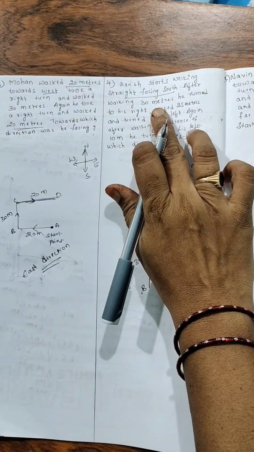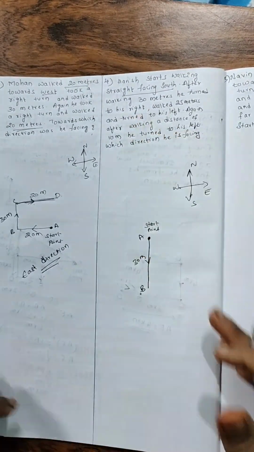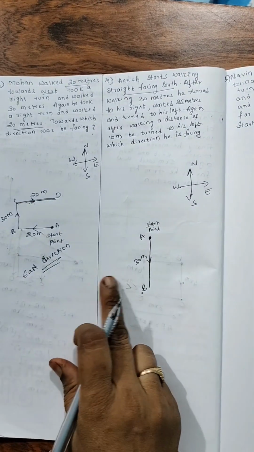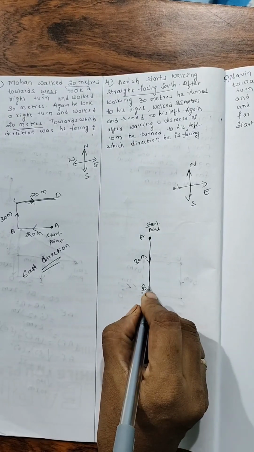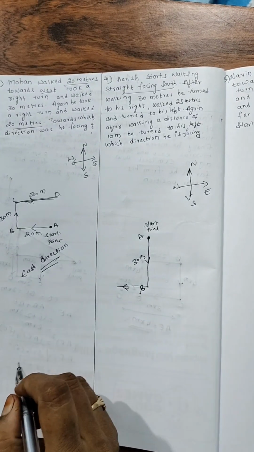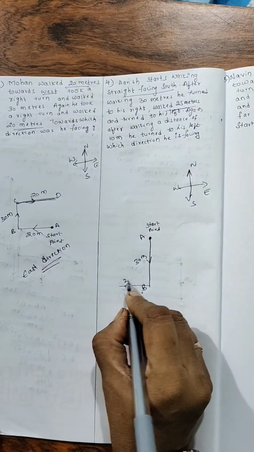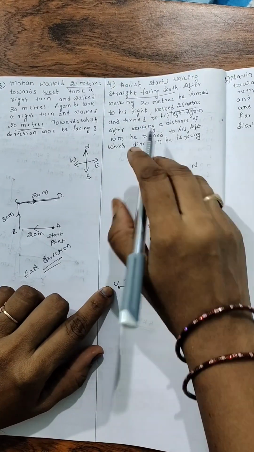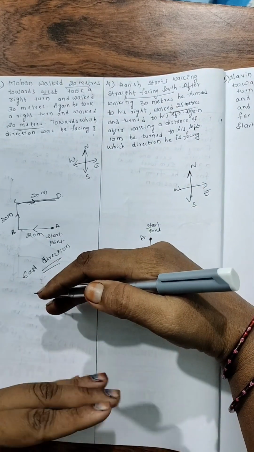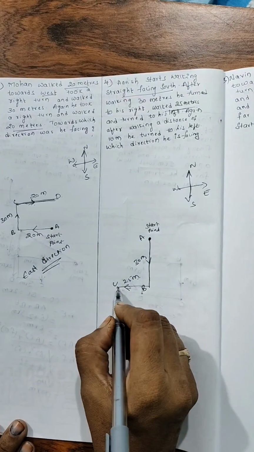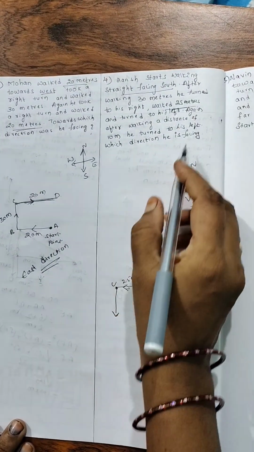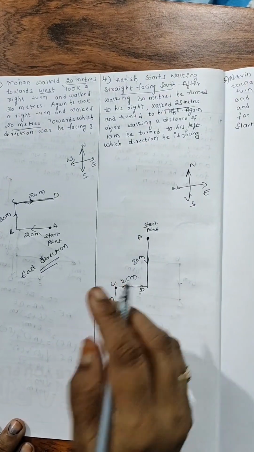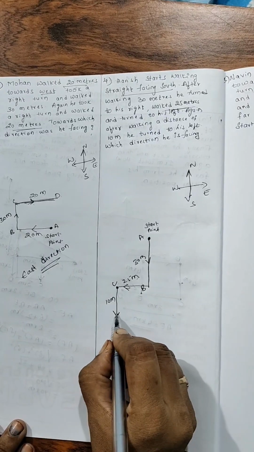After walking 30 meters, he turned to his right. This fellow stood here, right? Now this side becomes right, so he turned right. And how much did he walk? 25 meters he walked. Again he stood here. Again he turned left. He stood here, so this becomes the left, so he turned left. After walking a distance of 10 meters, he stopped here.